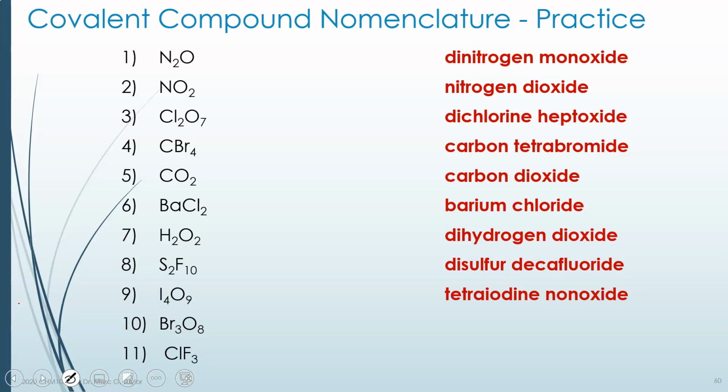Br3O8, tribromine octoxide. So it's not octaoxide, it's octoxide. And I know that becomes a tongue twister. ClF3, and that's a Cl, that's chlorine. F3. So this would be chlorine trifluoride.